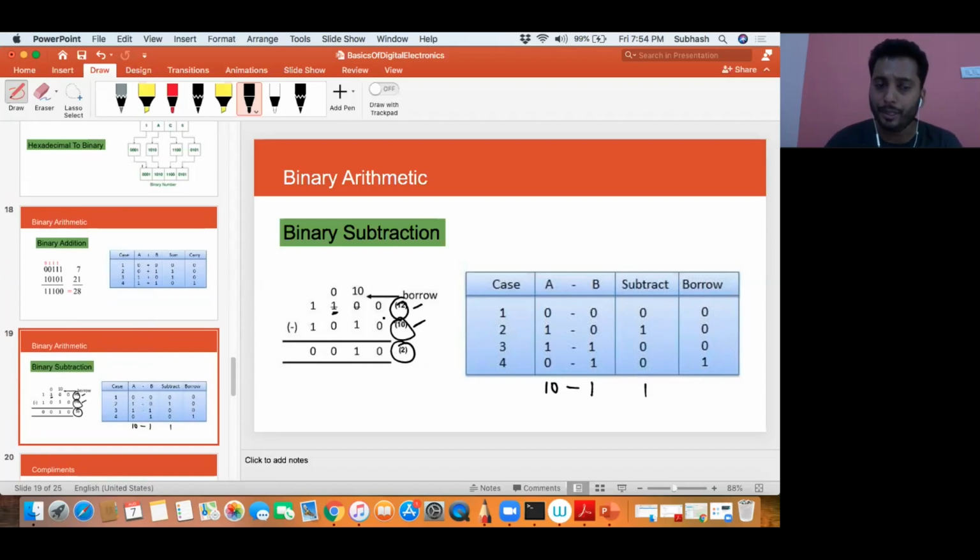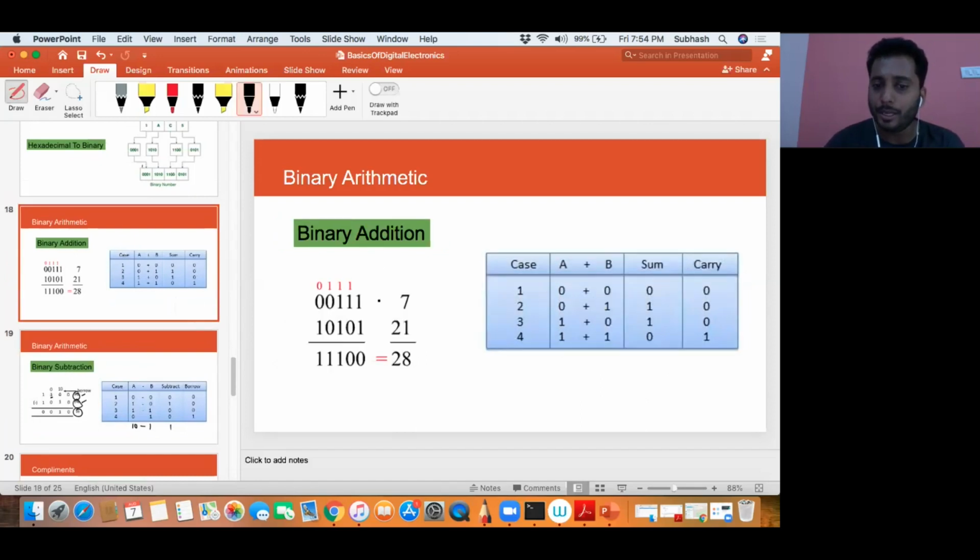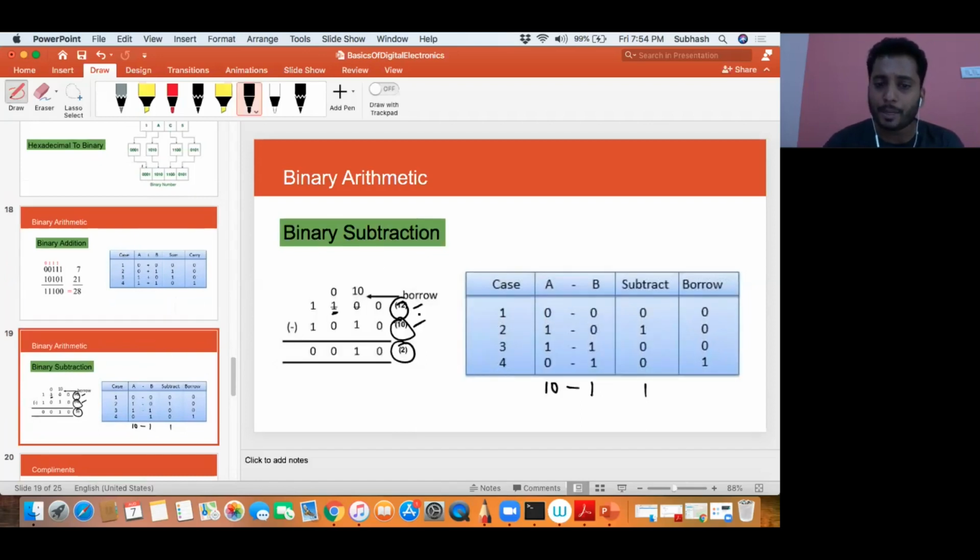This kind of addition we have no problem understanding, it is quite straightforward. Subtraction also has no problem, that is also straightforward, provided the first number is greater than the second number. You can use this table and then subtract and find the result. But the problem comes into the picture only when the first number is lesser than the second number.